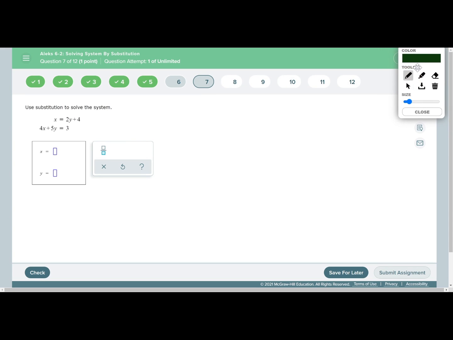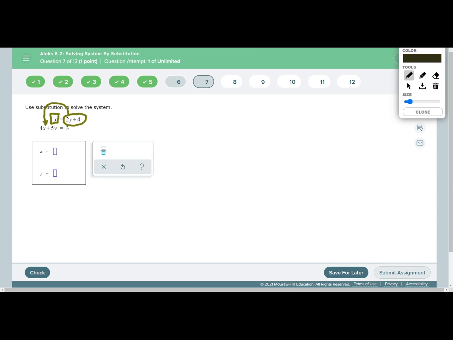So substitution. We have x equal to 2y plus 4 and 4x plus 5y equal to 3. What do you think? Do you have any idea? Okay. If you pay attention, I've been saying that the first letter by itself will tell you where to plug this in. This group will plug in place of x. X equal to 2y plus 4. So this goes in place of x.